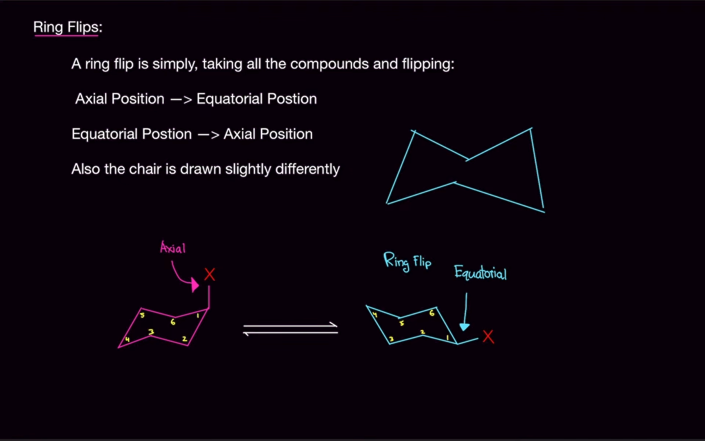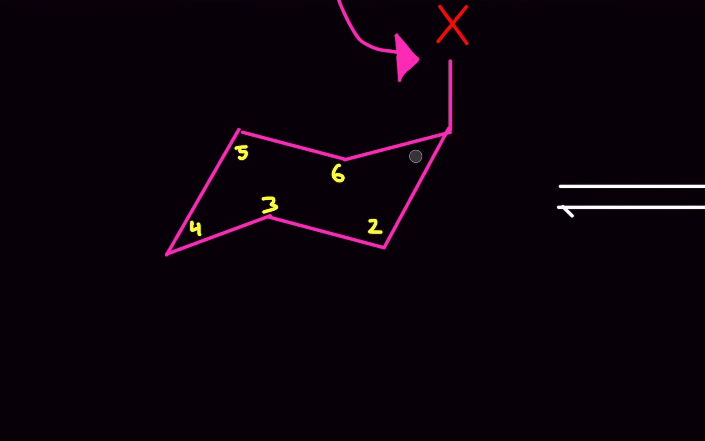Now, here's the important thing. It doesn't really matter how you draw the ring flip, right? Remember, not an art class. Your professors are usually okay with it. What matters is the carbon numbering, okay? So, you know what? Let's actually renumber this one, because I don't like how it's numbered.